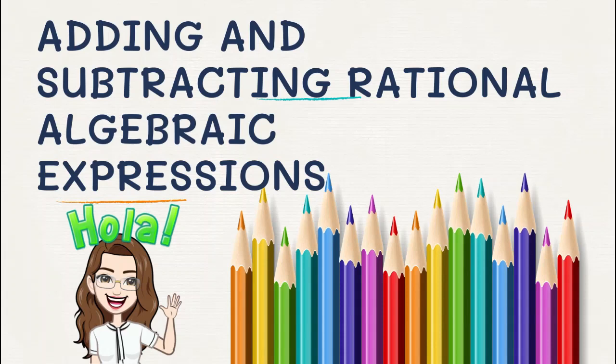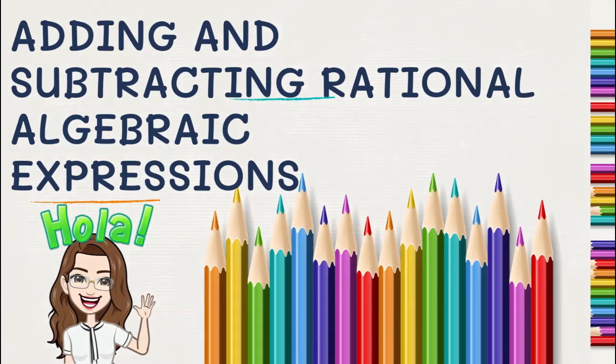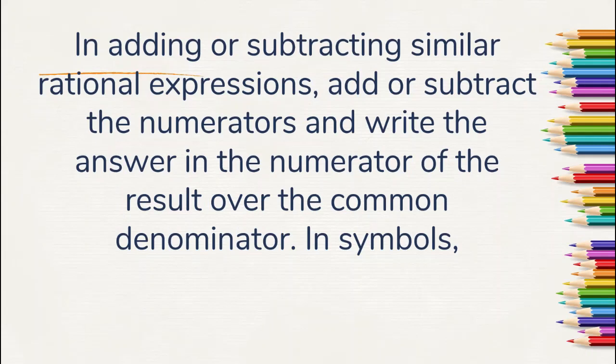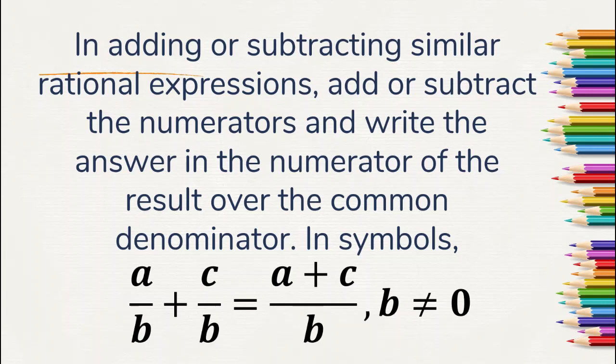By working carefully and writing down the steps along the way, you can keep track of all of the numbers and variables and perform the operations accurately. Let's start. In adding or subtracting similar rational expressions, add or subtract the numerators and write the answer in the numerator of the result over the common denominator. In symbols, a over b plus c over b equals a plus c all over b, where b is not equal to 0.